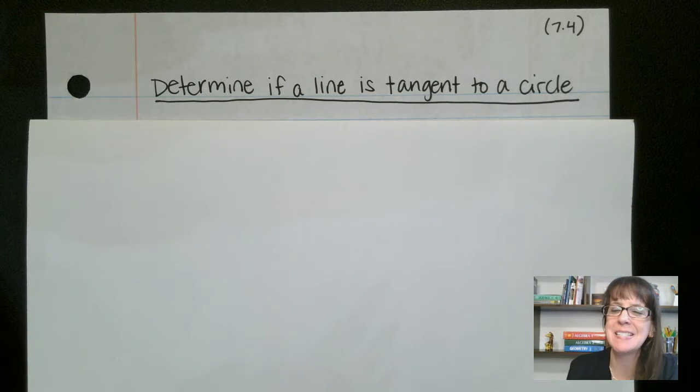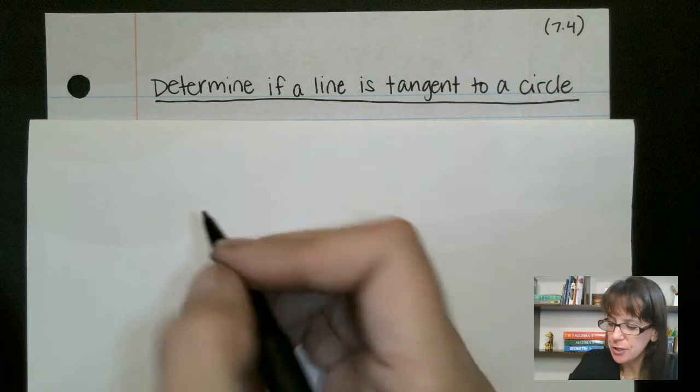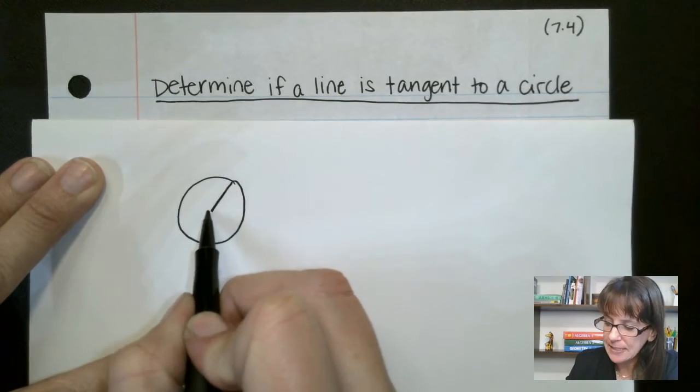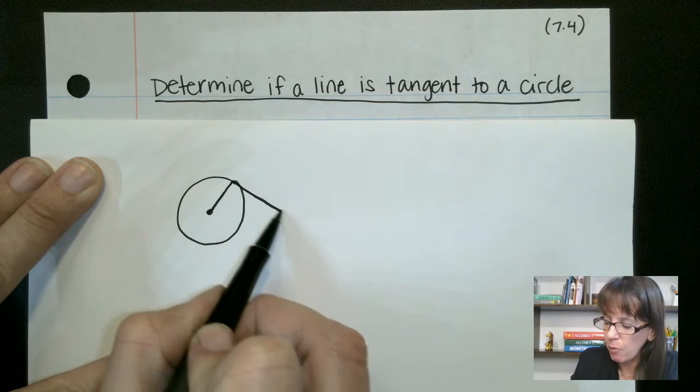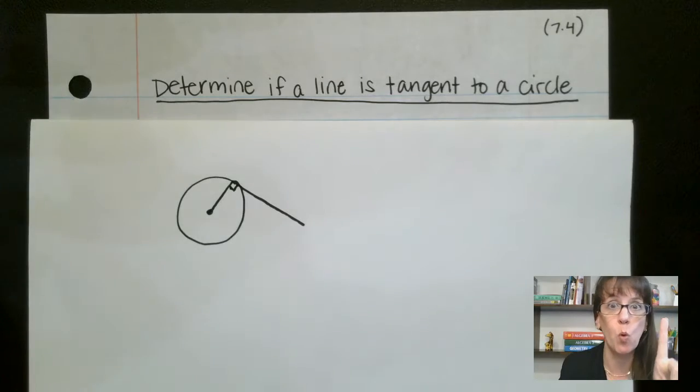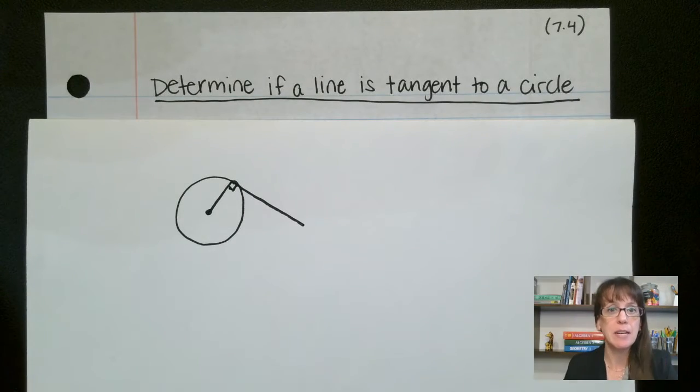Hi friends, welcome back. Today we're talking about determining if a line is tangent to a circle. Just a quick reminder, if you have a circle and you have a radius and you have a line that forms a right angle, a line outside the circle that touches just one spot on our circle that makes a right angle here, that line is tangent.